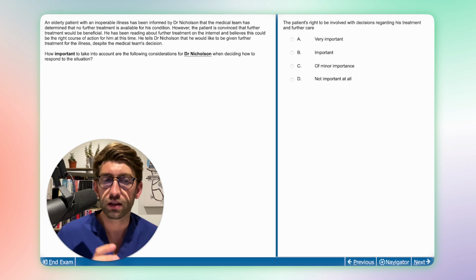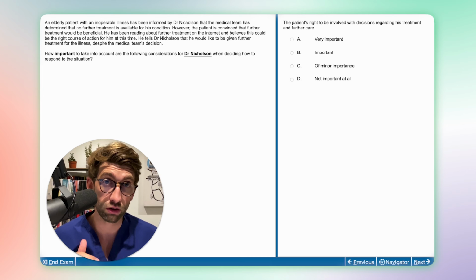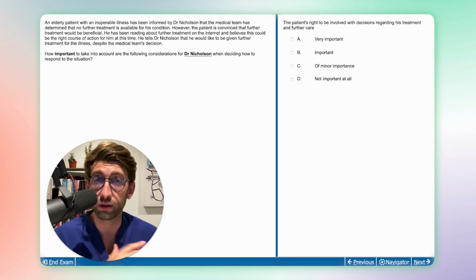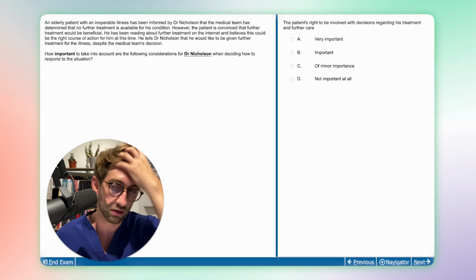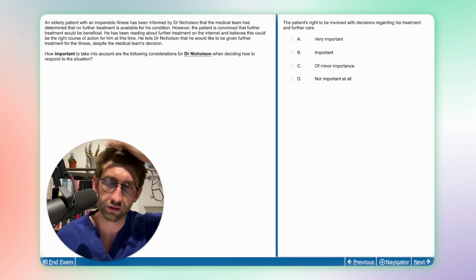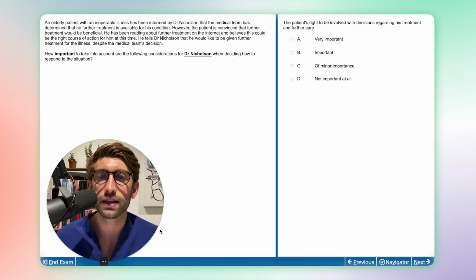Then not important at all is shouldn't do, actively shouldn't do, or is really not a big deal, completely irrelevant. And then of minor importance is that kind of in between. It's not a big deal, but it's not the most irrelevant thing ever. There's probably a redeeming factor in it. So let's have a look at the situation.